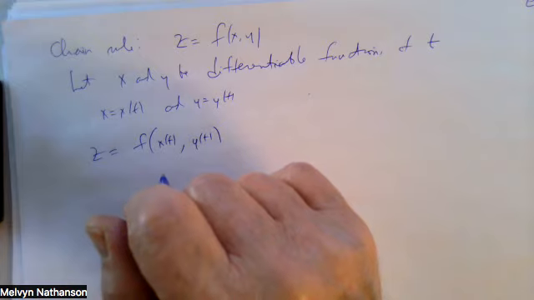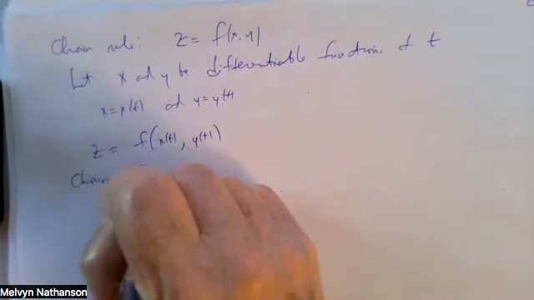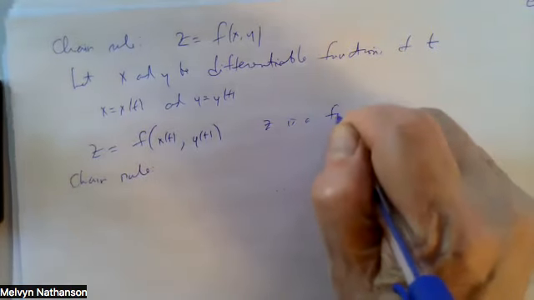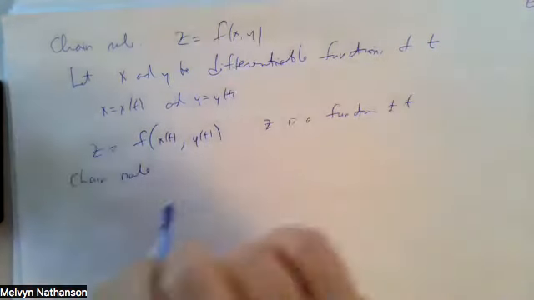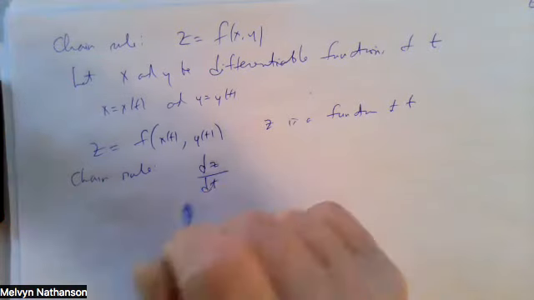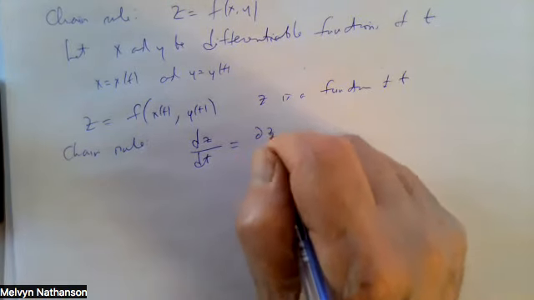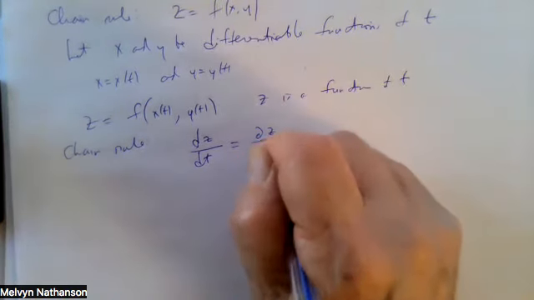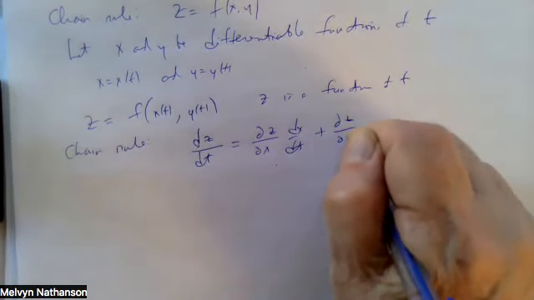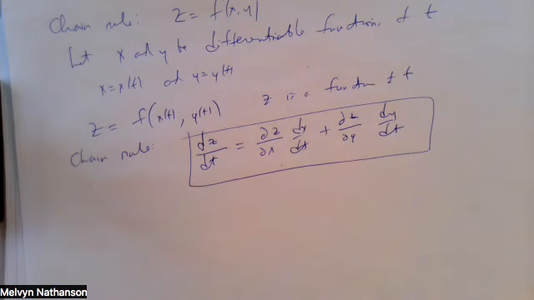And the chain rule says, so this is a function now of one variable. So z is a function of t. So I can ask, there's no partial derivative on the left-hand side. What is dz dt? And the chain rule says this is the partial of z with respect to x, dx dt, plus the partial of z with respect to y, dy dt. That's the chain rule.